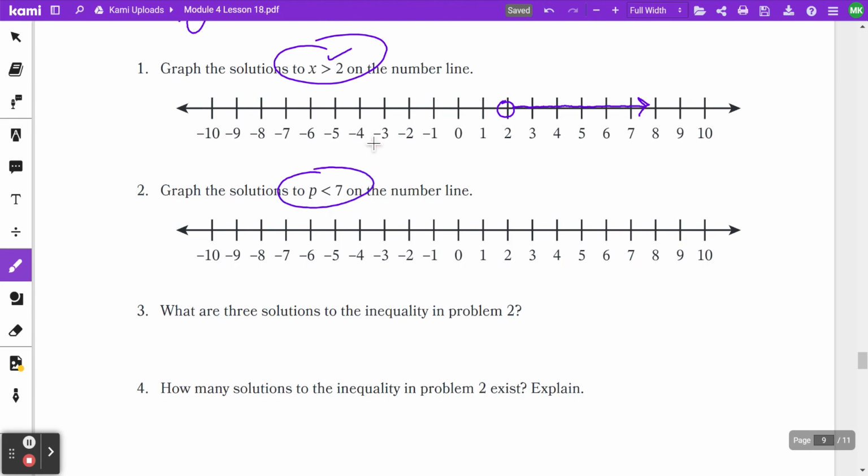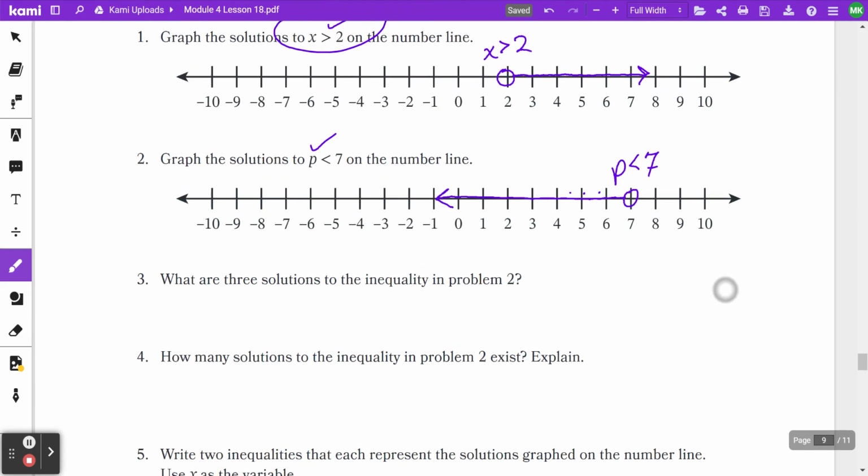This guy here, P, is less than 7, not less than or equal to 7. If it was less than or equal to 7, right, I'd fill in that circle, but it's not. It's just less than 7. So I put an empty circle, and since it's less than 7, that means 6 would work, 5 would work, 4.5, all these values to the left of 7. So we make an arrow to the left of that empty circle at 7, and that is P is less than 7, and this guy is x is greater than 2, kind of like that.